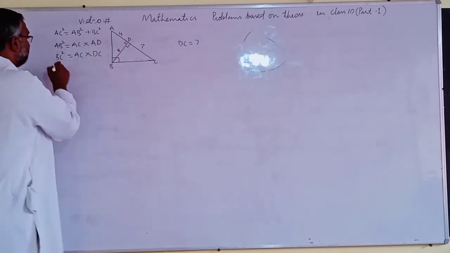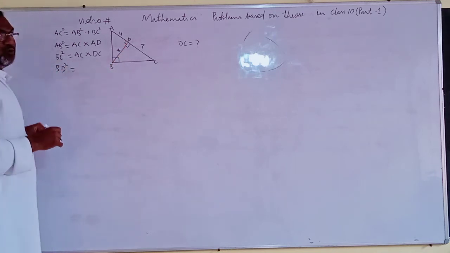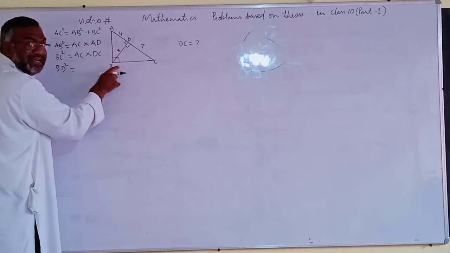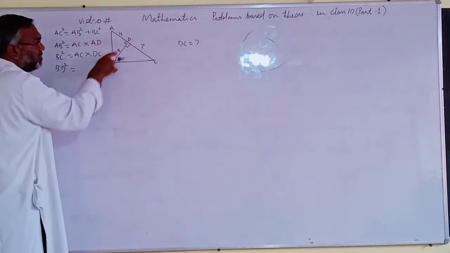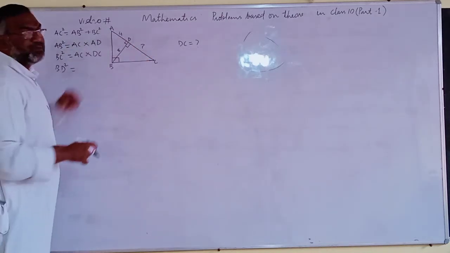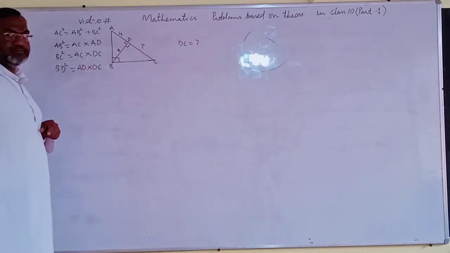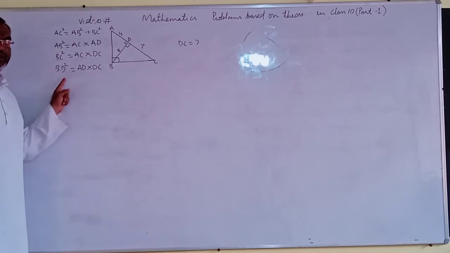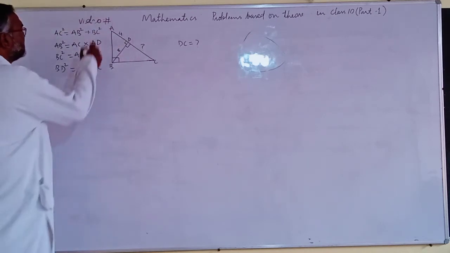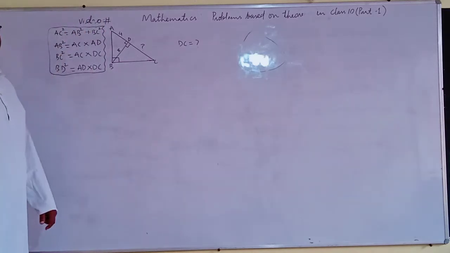And one more result is possible, BD square. What about the square of this line? BD square will be equal to, in this case, the line which is passing through the right angle vertex and perpendicular to the hypotenuse. For that case, we will not take the full length AC; we will take part into part. That will be AD into DC. BD square will be AD into DC. Right. Now these are four results which we have already discussed in the previous video.